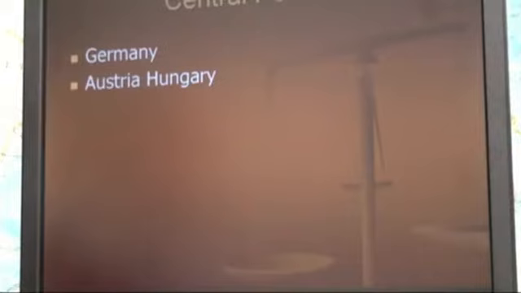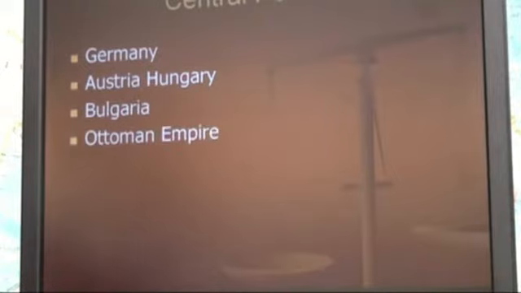Two main groups were the Central Powers and the Allies. The Central Powers were made up of Germany and Austria-Hungary mainly, but they had a couple other smaller groups, Bulgaria and the Ottoman Empire eventually.